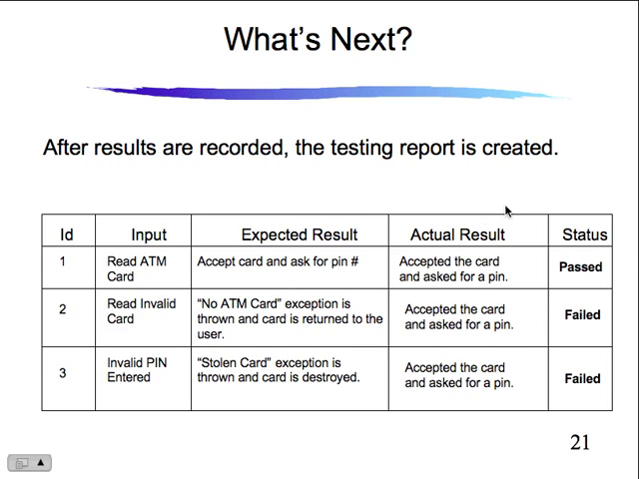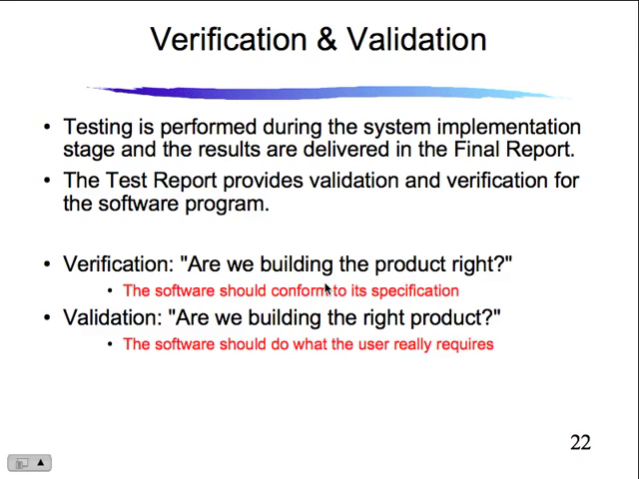So here we accepted the card and asked for the PIN on a no ATM card. So that was a failure. Stolen card, we accepted the card and asked for a PIN. But how do you know the card's stolen? That's an interesting one. So it doesn't really know, unless it's going to do eye retina scanning or something. I don't know how sophisticated these ATM machines are these days.